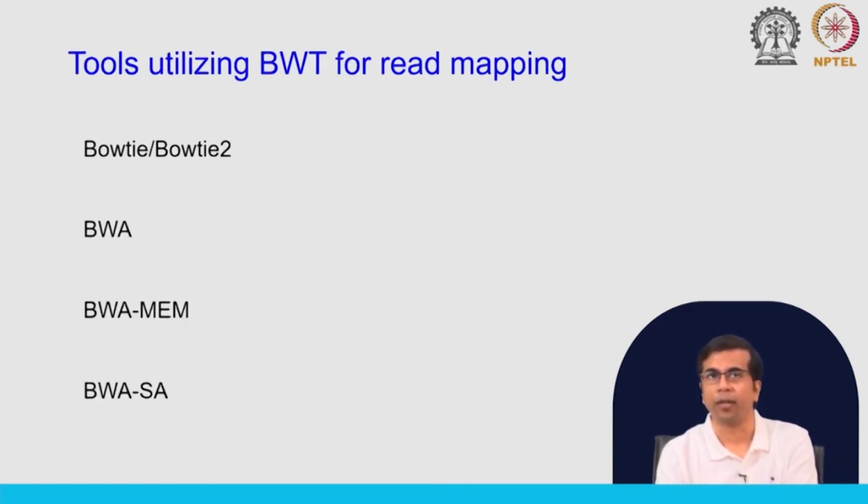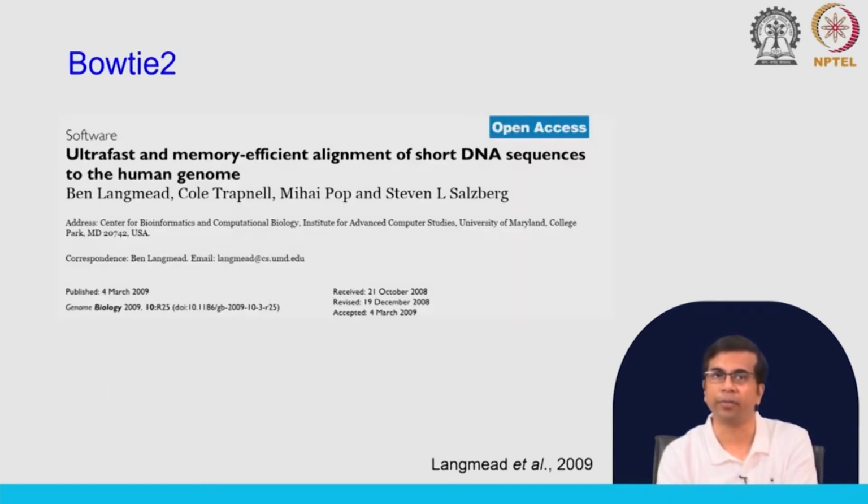Okay, so there are several tools available that utilize this BWT for mapping. You have Bowtie or Bowtie version 2, which is Bowtie2. You have BWA and its variants, BWA-MEM and BWA-SW. The tool that we will be discussing is Bowtie2, and this was published in 2009. This is the paper where they actually describe this method.